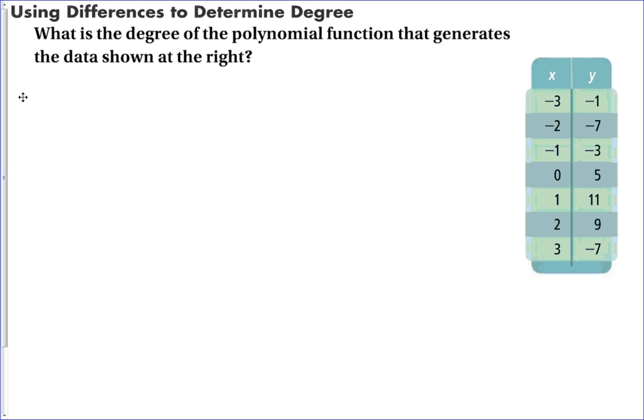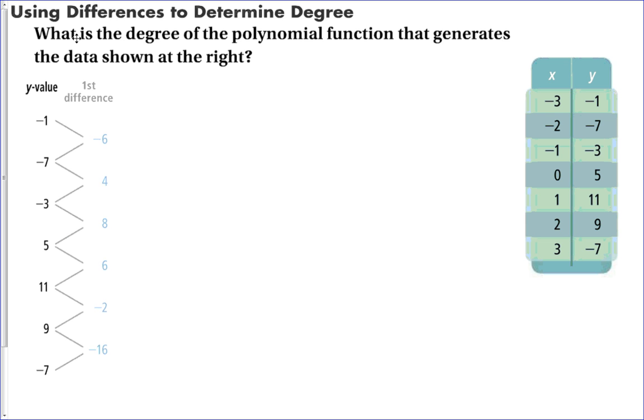Well, it's easy. What you want to start with is writing down all your y values in a column like we did here. Now, the next thing you want to do is find the difference between each number. So the difference between -1 and -7 is -6. The difference between -7 and -3 is 4. The difference between -3 and 5 is 8. 5 and 11 is 6. 11 and 9 is -2. And 9 and -7 is -16. You see how all those numbers are different?